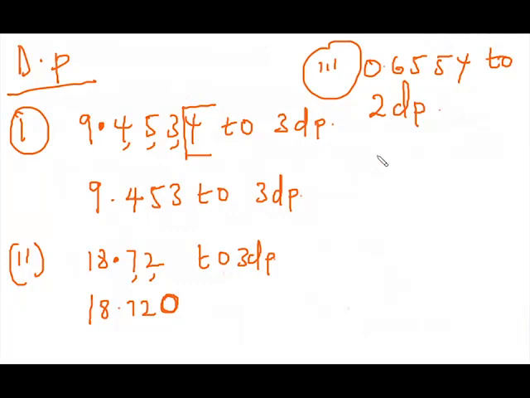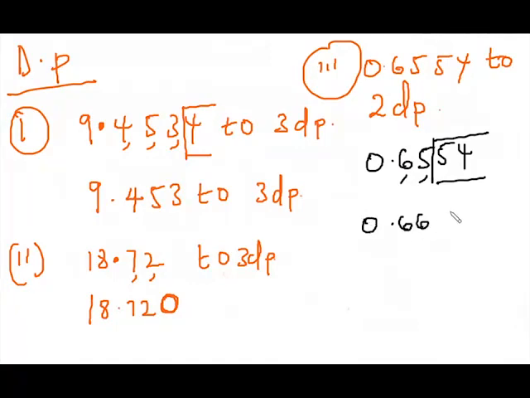Okay, so to 2 decimal places, 0.6554 becomes one number, two number, and then we have to eliminate the rest here. So this number is rounded up to 1 and then added to this number, so this becomes 0.66 to 2 decimal places.